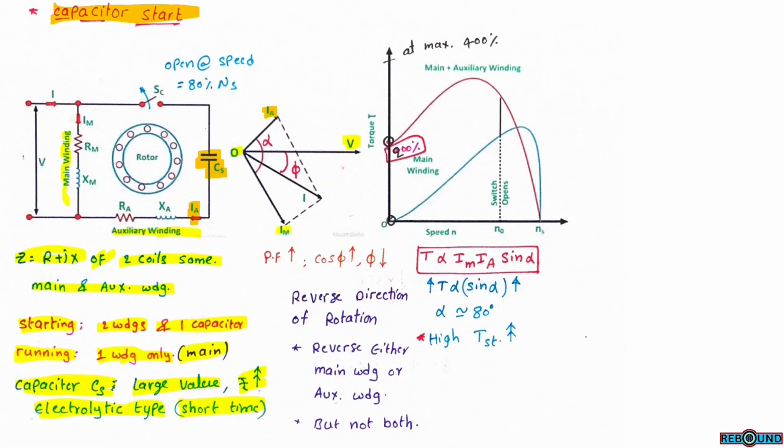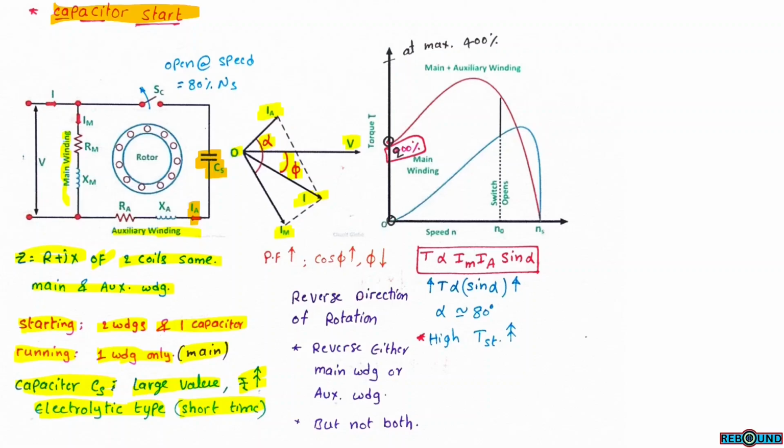As the main winding is highly inductive, the main current IM almost lags the supply voltage by 90 degrees. As there is capacitance in the auxiliary circuit, the auxiliary current IA leads the supply voltage by some angle. So the angle between IA and IM is alpha. The resultant current I is the vector sum of IA and IM. And finally, phi is the angle between supply voltage and current.